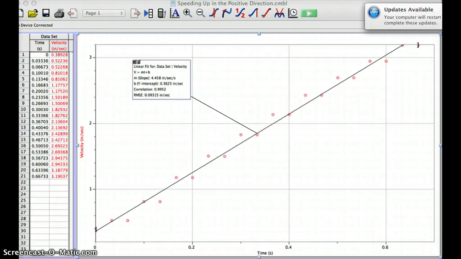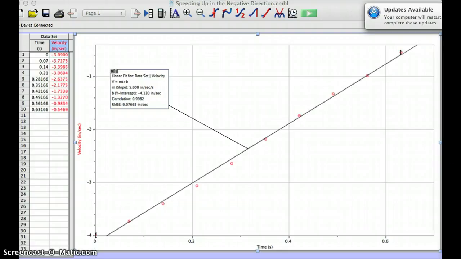So at 0 seconds, this car was approximately at 0.4 inches per second. The slope is 4.5 inches per second squared, which is its rate of acceleration, and the equation for this is 4.5 times t plus 0.4 inches per second.